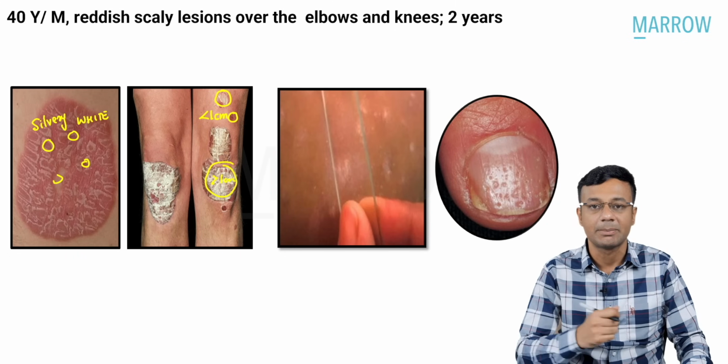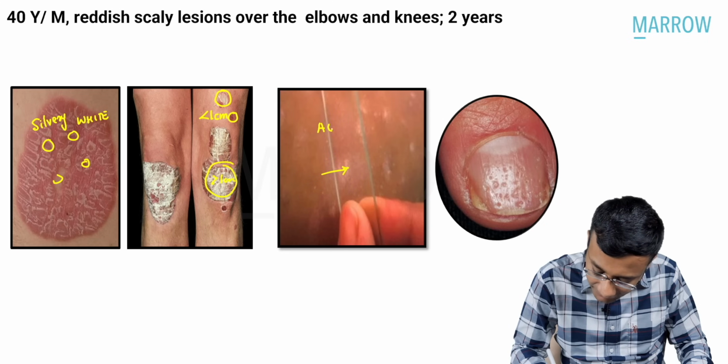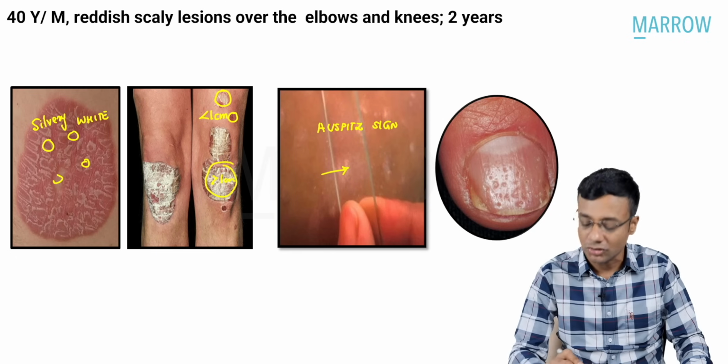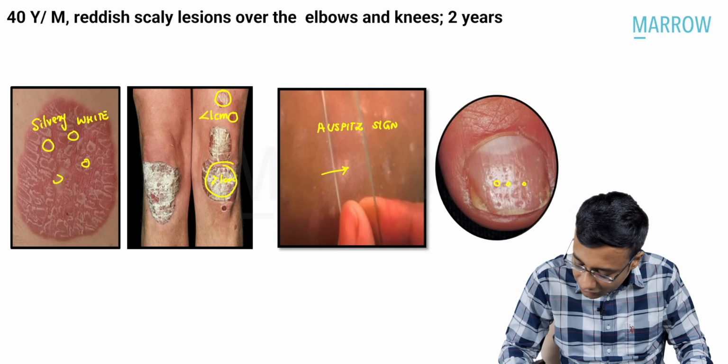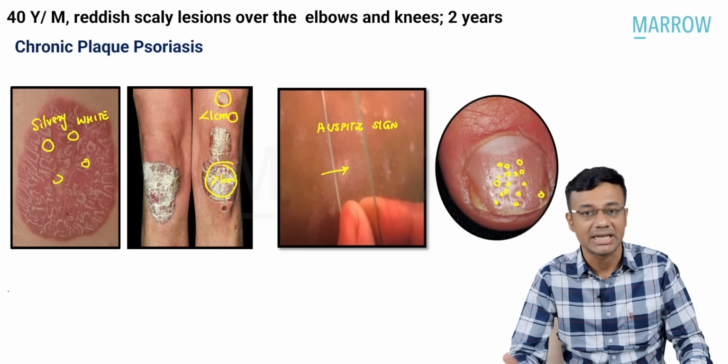Then we take the glass slide, and we perform something known as the Grattage test. When we perform this test, at the end, when we get pinpoint bleeding spots, we call it Auspitz sign. And on examination of the nail, the most common nail change here is the presence of multiple irregular, coarse, deep pits. This condition we're talking about is called chronic plaque psoriasis, also known as psoriasis vulgaris.